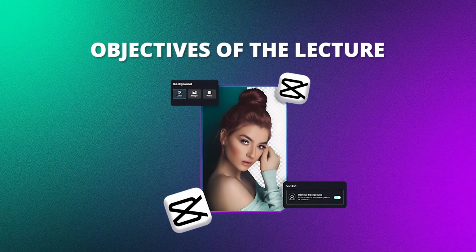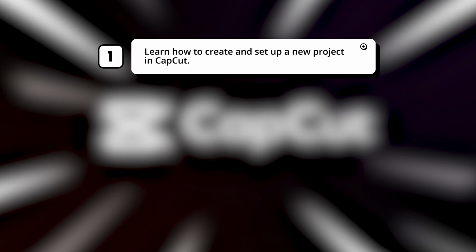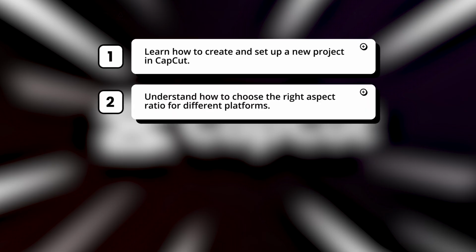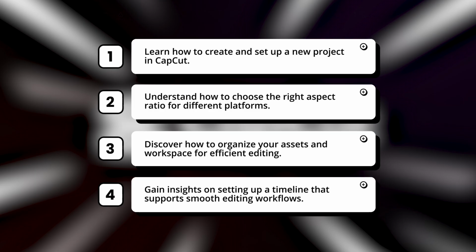Objectives of the lecture. By the end of this lecture, you will be able to learn how to create and set up a new project in CapCut. Understand how to choose the right aspect ratio for different platforms. Discover how to organize your assets and workspace for efficient editing. Gain insights on setting up a timeline that supports smooth editing workflows.